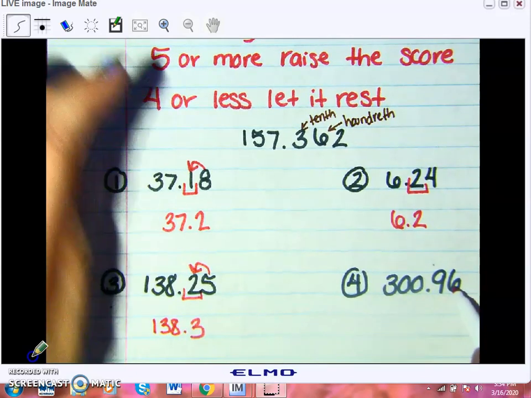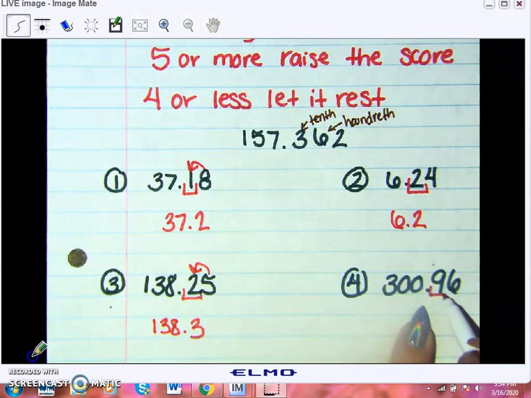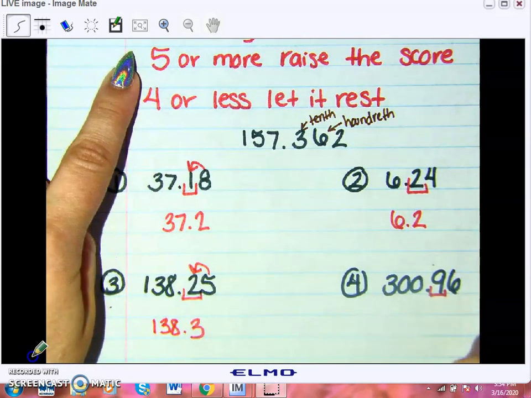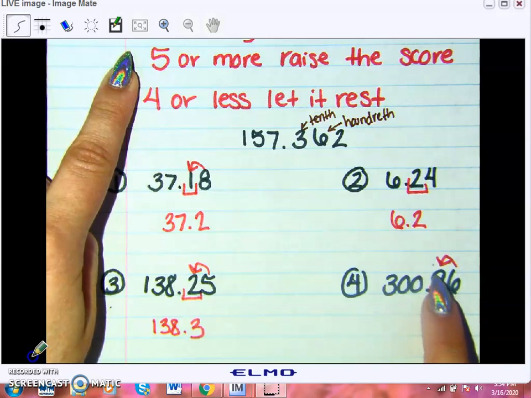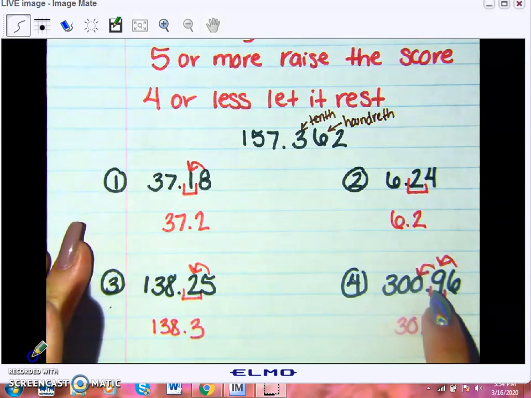The next one, we have 300 with 9 in the tenths place, and a 6 in the hundredths. So 6 is 5 or more, so we are going to raise the score. The 9 does become a 10 though, which also means I need something to go into the ones place, because the 9 is now going to become a 10. So it would be 301. You're going to put a rounded place value in the ones place because this became a 10.